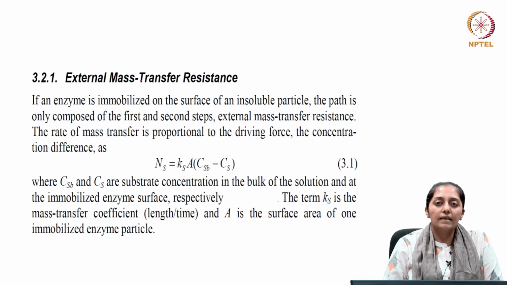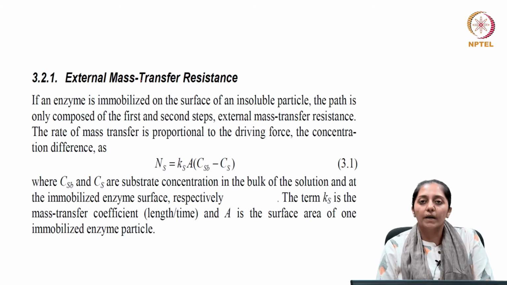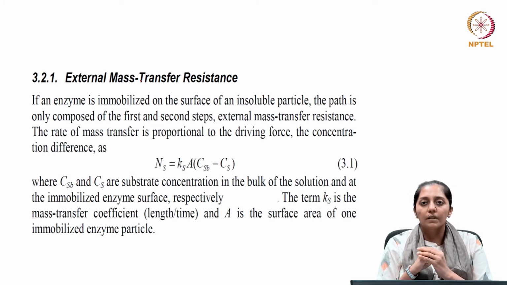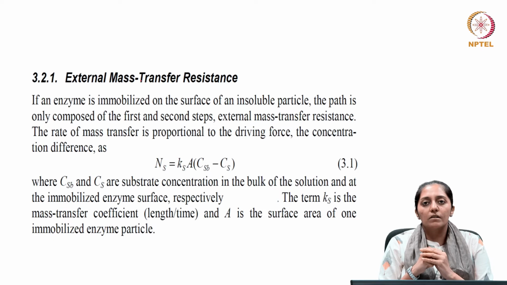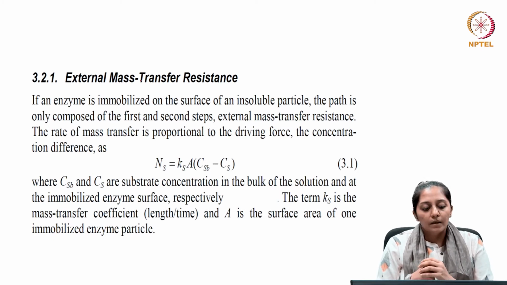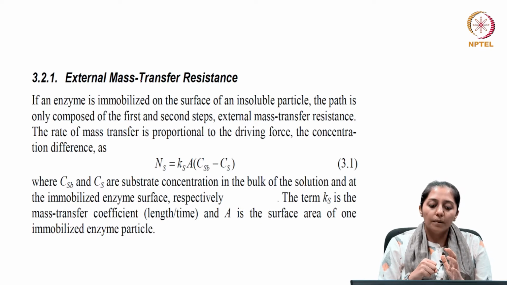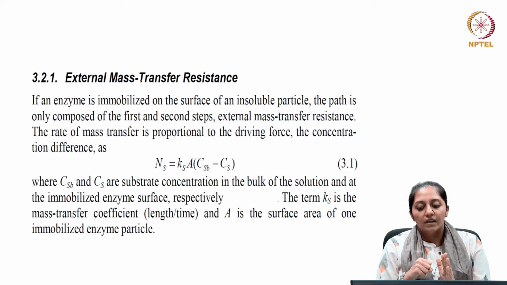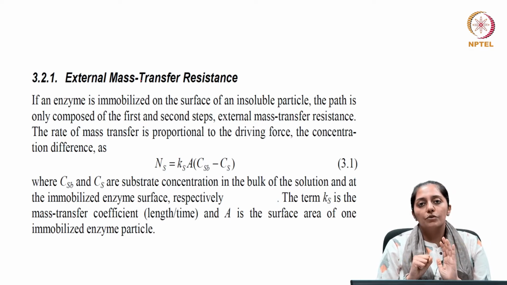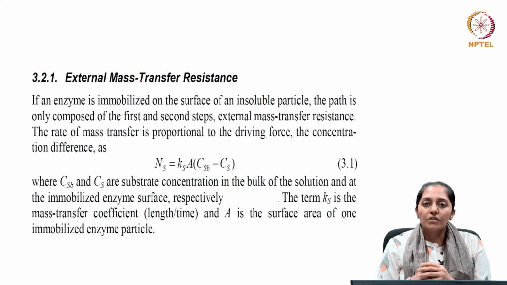So if we have to characterize the external mass transfer resistance, let us assume a case where the enzyme has been immobilized on the surface of a solid particle. The path then would only comprise the first and the second step. So the external mass transfer resistance would come into the picture. The rate of mass transfer, we know, is proportional to the driving force. What will be the driving force here? The concentration difference. This concentration difference is the difference between the bulk and the surface of the immobilized particle.